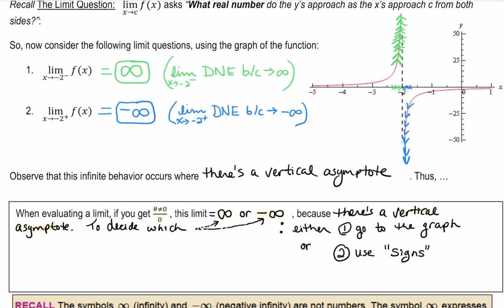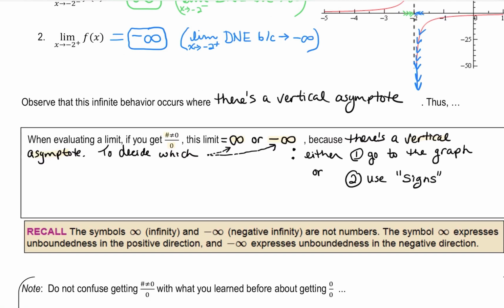So, one thing to keep in mind here is that this is not answering that the limit is equal to a real number. Infinity and negative infinity, they're not numbers. They're just expressing this unbounded growth in the positive or in the negative direction. All right, so infinity is not a number.